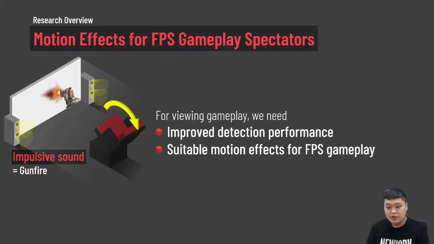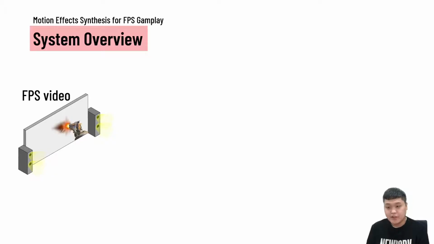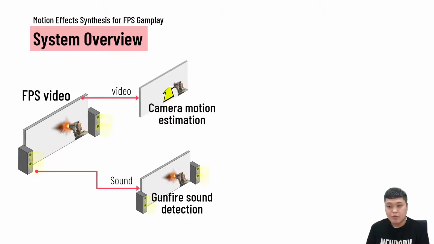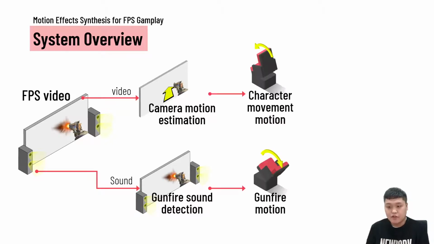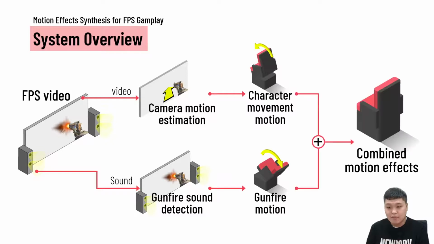Moreover, let's imagine that you're shooting a gun. You may feel strong reaction force, but vibration cannot express that kind of force. We needed to make it better. In our system, for FPS gameplay videos, we estimated camera motion using images and detected the moments of gunfire using sounds. From this information, we computed proper motion effects for characters' movement and gunfire, then combined them.